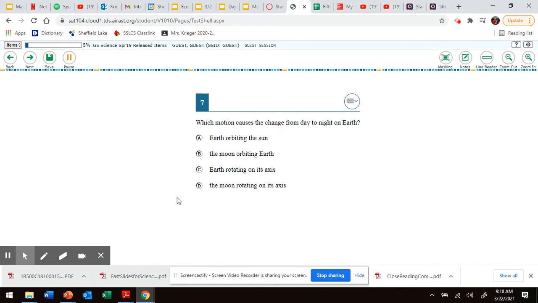Which motion causes the change from day to night? Day to night, 24 hours. Is that Earth orbiting, which is a year or revolution? When the moon orbits? When Earth rotates? Or the moon rotating on its axis? Day and night, ladies and gents, is C as in cat, rotating.